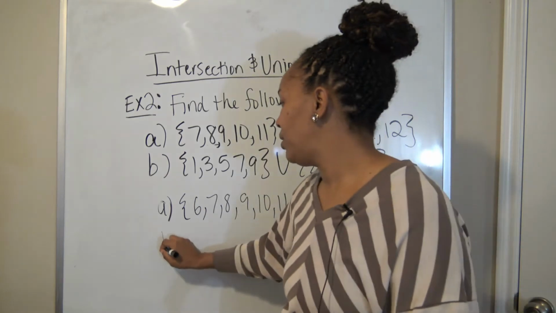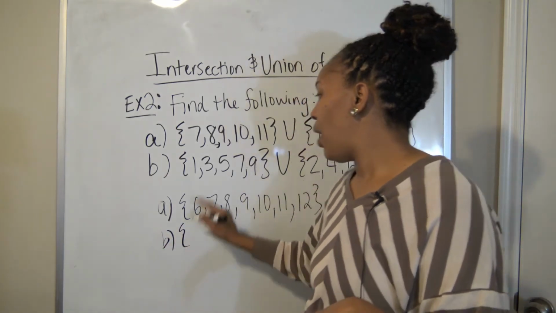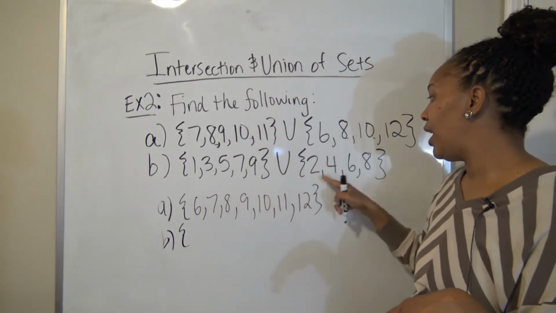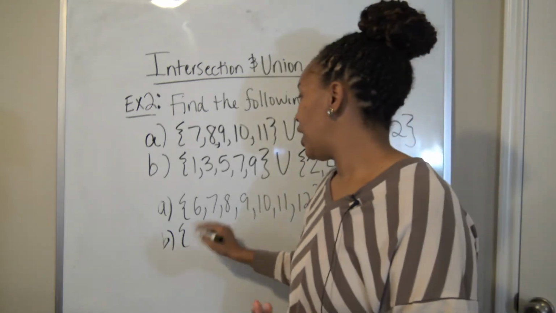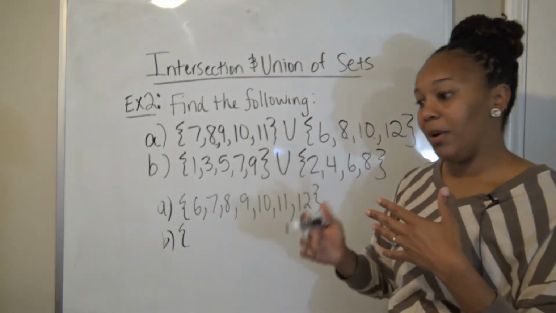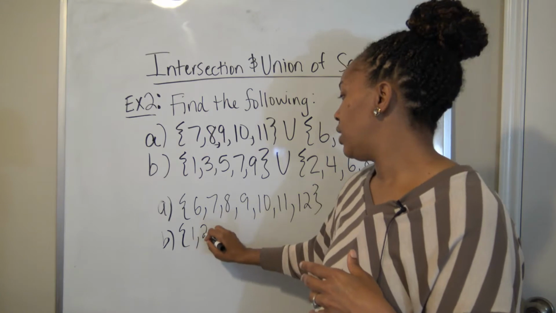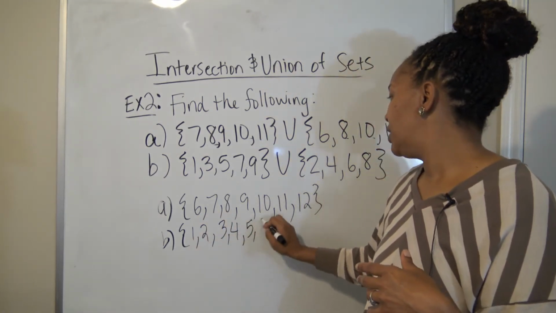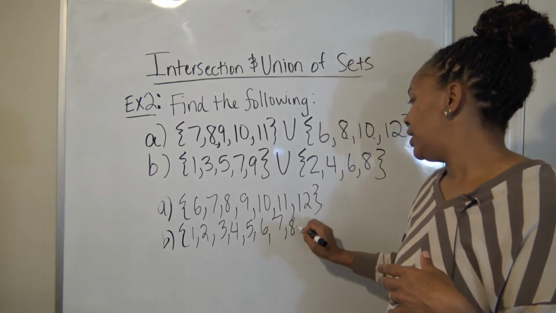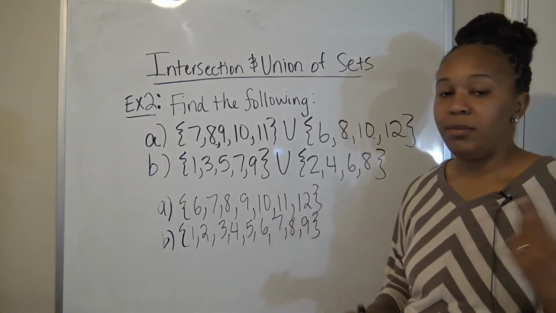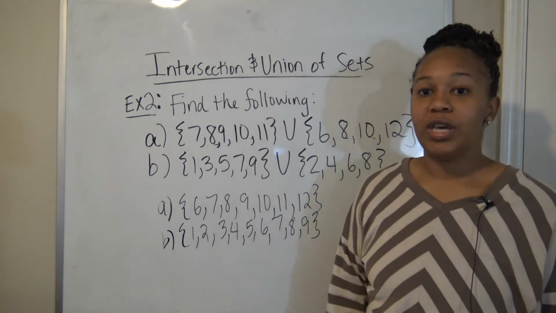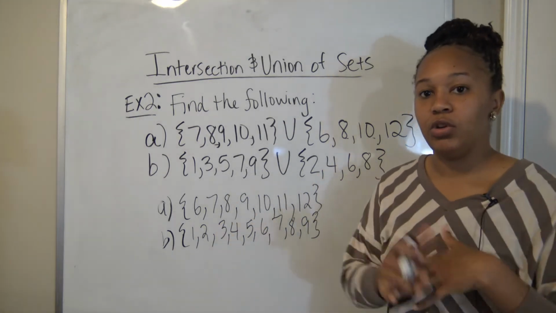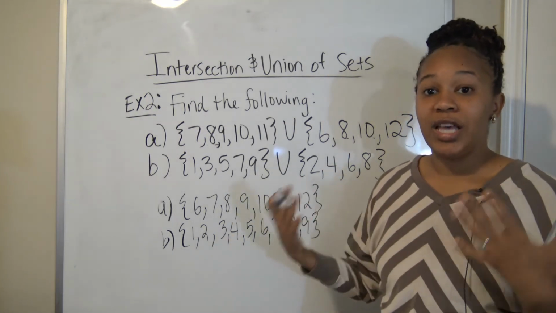So I want to do the same thing with part B. I have 1, 3, 5, 7, and 9, 2, 4, 6, and 8. I want to take everything in both sets and combine them together, and I'm going to write them in order. So I'm going to get 1, 2, 3, 4, 5, 6, 7, 8, and 9. And basically that's the union of those two sets. You take everything that's in both sets and you combine them together. So that is how you will find the union.